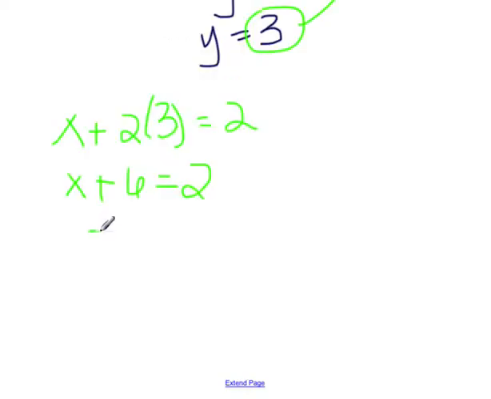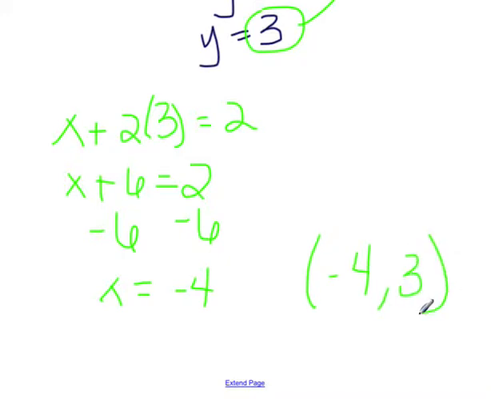Now to solve for x, I need to take that positive 6 and bring it over to the other side. Well, I do that by subtracting 6. So I get x is equal to a negative 4. So then we can go ahead and write out our points as a coordinate point. So I get negative 4 for x and 3 for y.